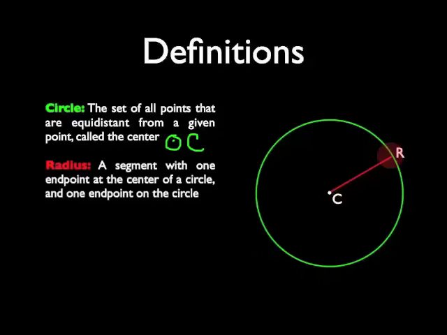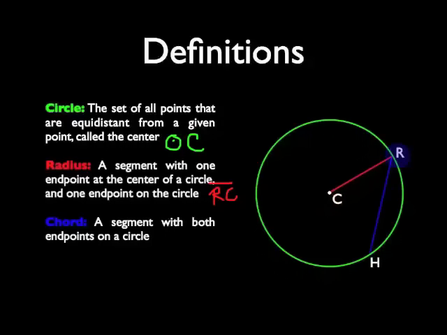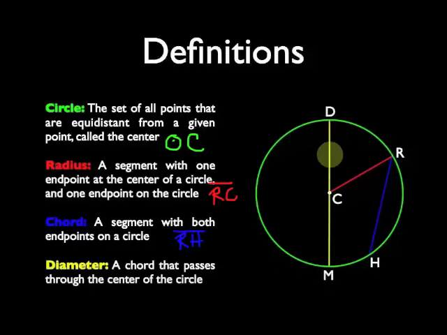The radius is a segment that has endpoints at the center of the circle and on the circle. A chord is a segment that has both of its endpoints on the same circle. And a diameter is a chord that passes through the center of the circle. Please note that a diameter happens to be two radii put together. You probably know most of these definitions already, but make sure you have them in your notes.